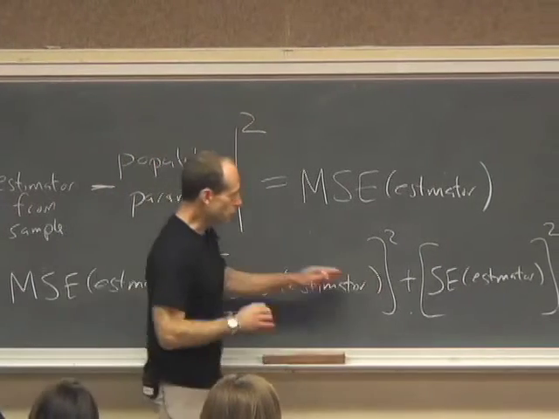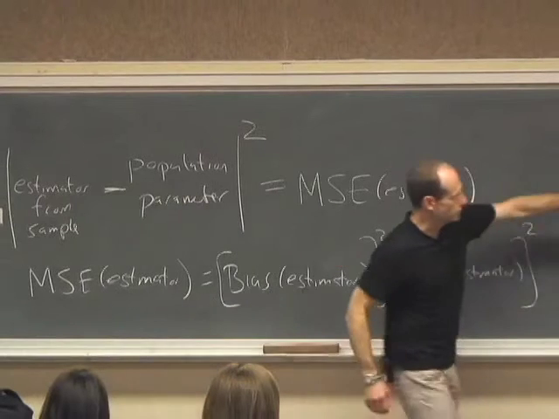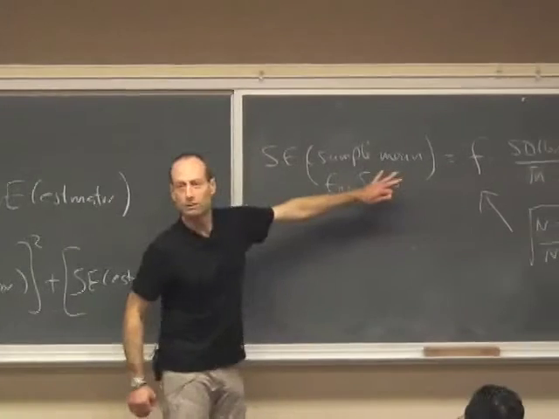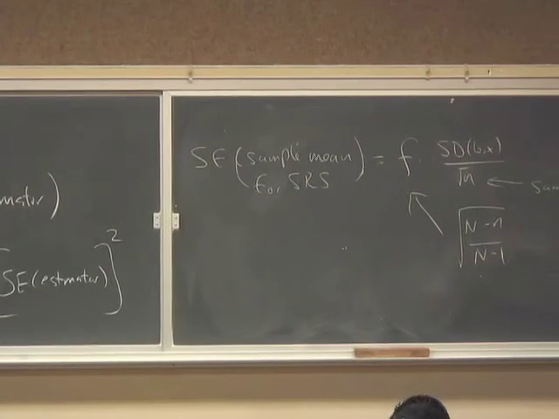All right, so the mean squared error of the sample mean as an estimate of the population mean is just the square of its standard error, which is just this thing squared. Because the bias is 0, it's said to be unbiased. This is an unbiased estimator.